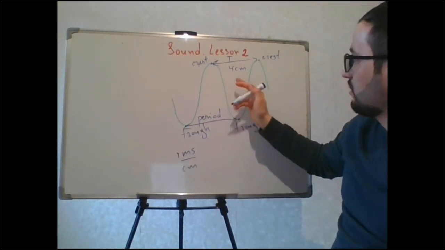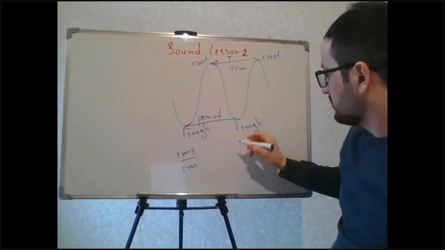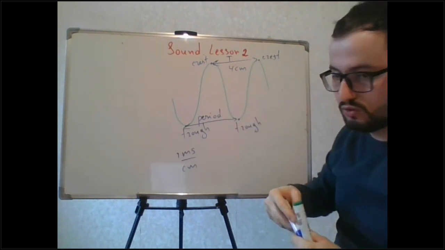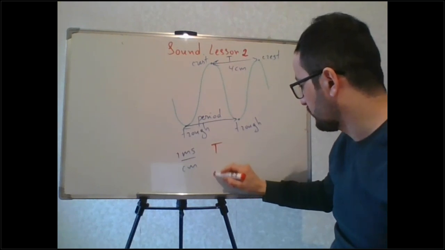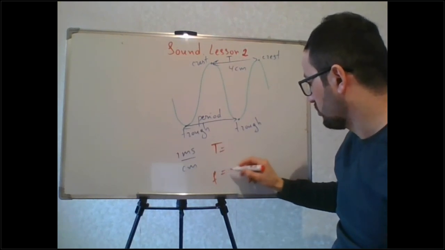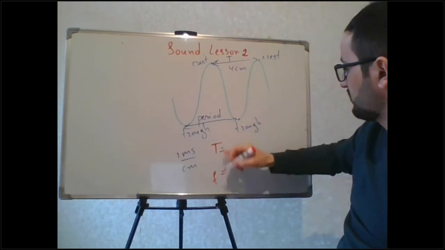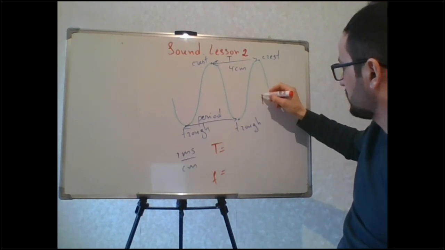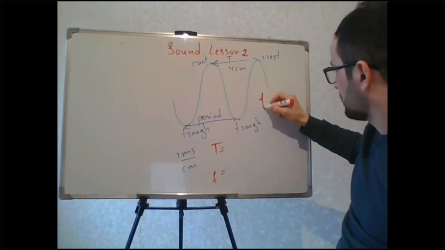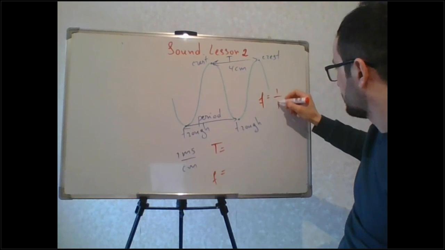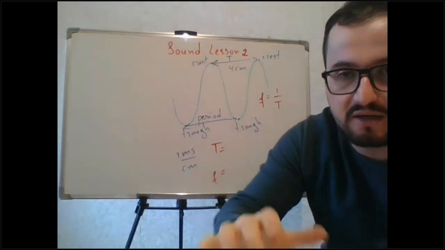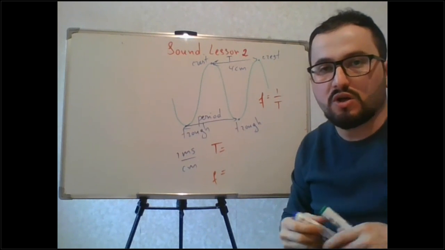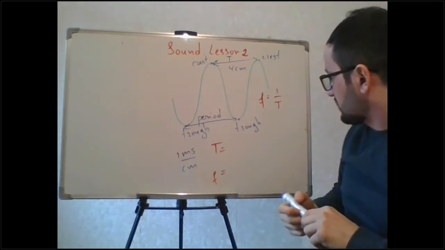Okay, now let's calculate the period and frequency. First, we know the relationship between period and frequency: frequency equals 1 over period. They are inversely proportional. Okay? So, let's calculate it.